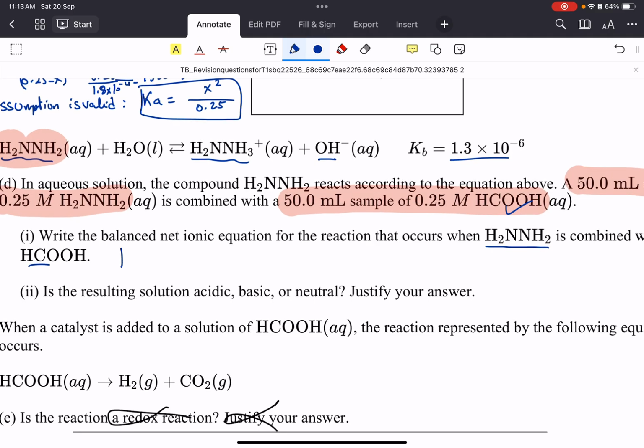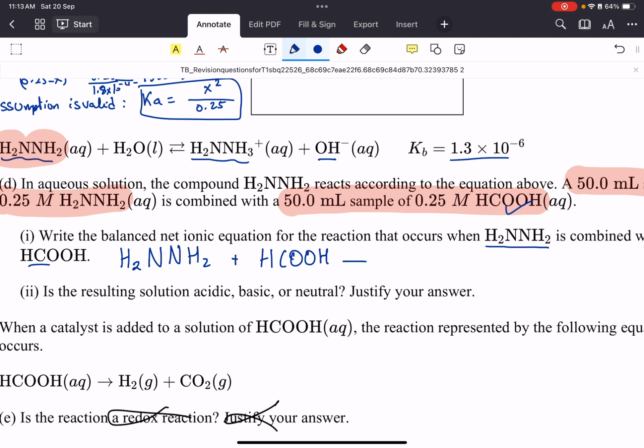So these are a weak acid and a weak base. The purpose of this question is to see if the student knows how to move the H plus from the acid and give it to the base. So HCOOH, we're always talking about a weak acid. Now these two are weak, but they're going to react together, because they are stronger than whatever conjugate base and acid we are going to obtain.